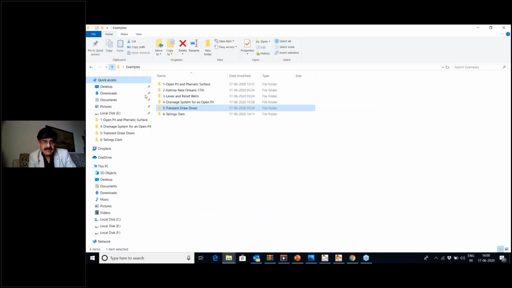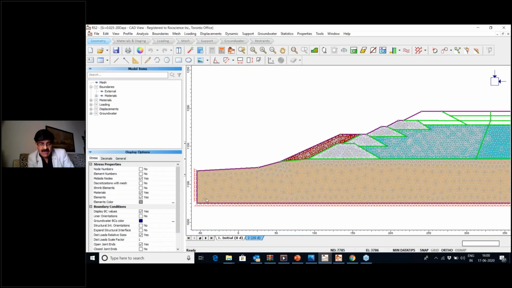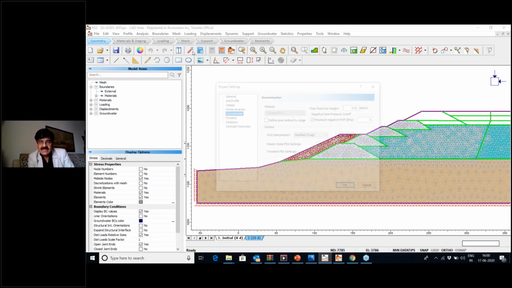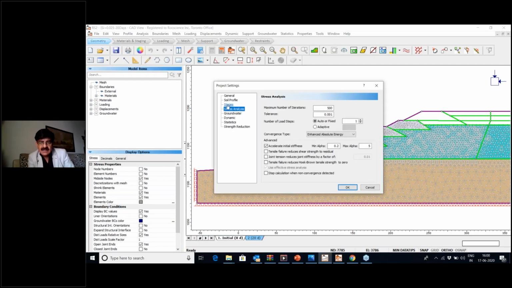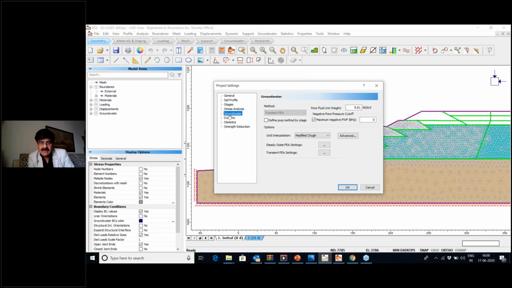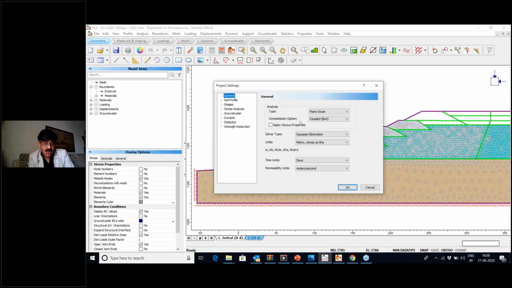Okay, so let's go to that example straight away, which is here, the tailing dam. I will show you the RS2 model first, which is already there actually. This is the RS2 model, in which you will see that if I go to project settings, under general, you have this consolidation option chosen as coupled Biot. That's what I was trying to tell you.